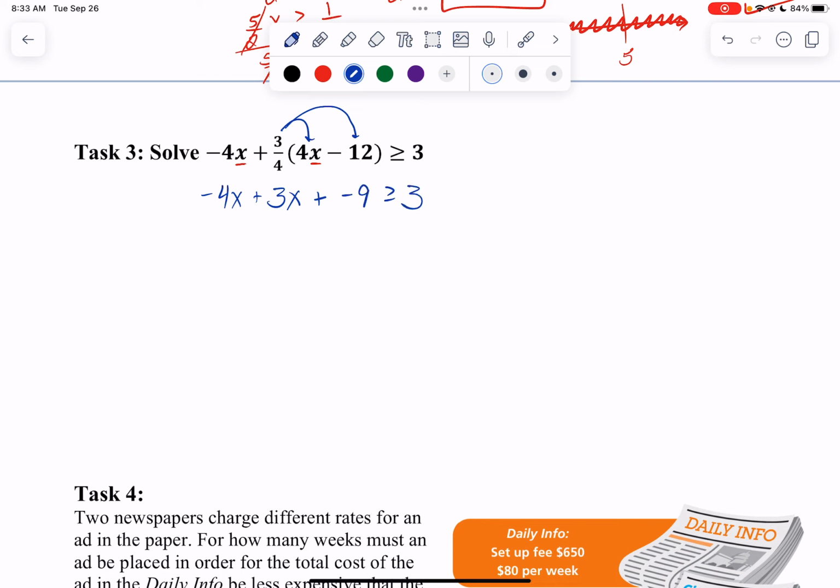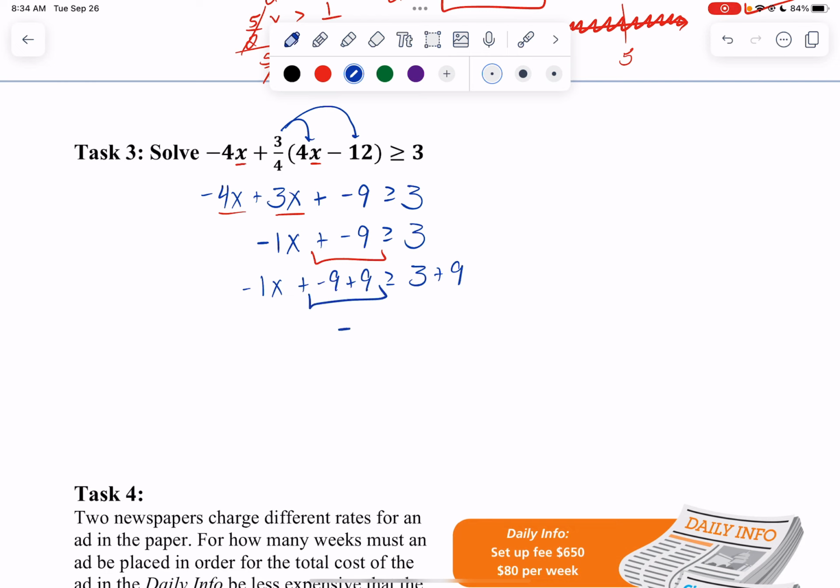Okay. Now, put together like terms. I have two x's. Let's put them together. Make your life easier. Some of us have not been doing that regularly. Always put together like terms before you solve. Negative 4x plus 3x is negative 1x. I'm going to write the 1. I think it'll help. Plus negative 9, greater than or equal to 3. Now to undo, I need to undo this plus a negative 9 first. So I'm going to add a positive 9 to both sides. I'm going to leave that as 1x. Negative 9 plus 9 is 0. So I'm left with negative x greater than or equal to 3 plus 9, which is 12.